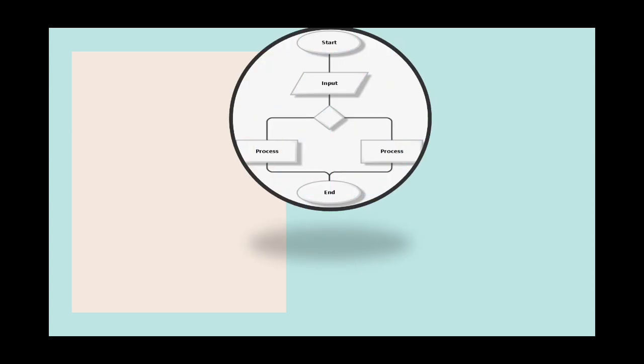In flowchart, for start and end button, we use oval shape. For input, we use parallelogram, and for decision, we use diamond shape or the kite shape, and for processes, we use rectangle.